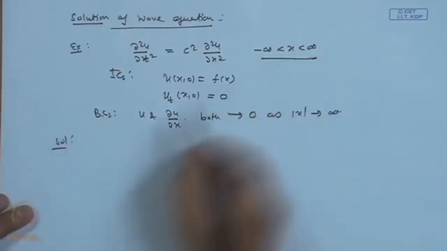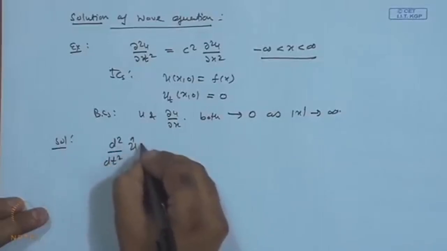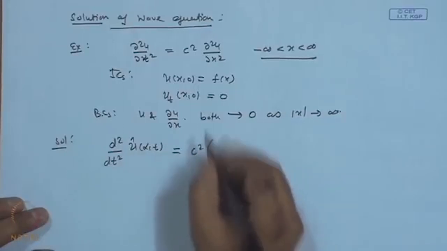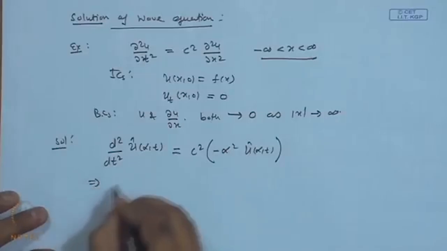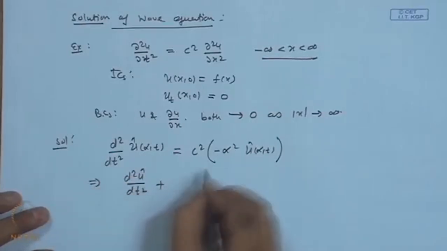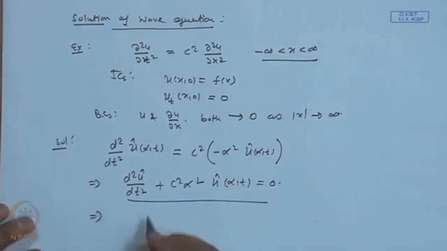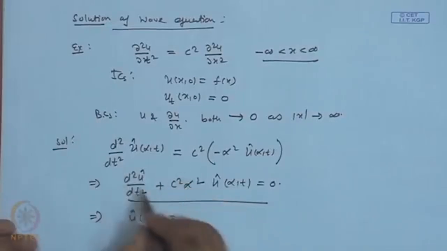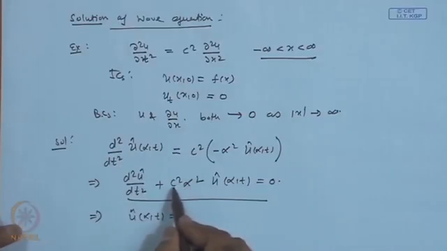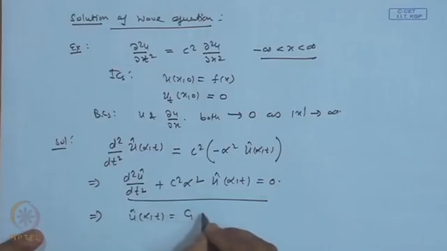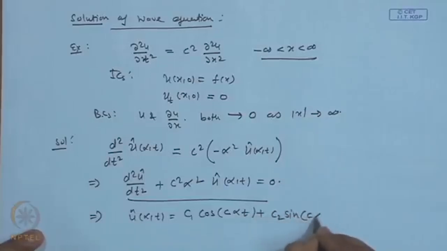So, we take the Fourier transform because the range is given from minus infinity to plus infinity. So, we have d²/dt² of û(α,t), and c² times the transform of the second x-derivative, for this we simply have minus α² û(α,t). So, our equation is d²û/dt² plus c²α² û(α,t) is equal to 0, and its general solution one can write. The characteristic equation is m² plus c²α² is equal to 0. So, the roots will be plus minus cαi. So, for that we have the solution c₁, a constant, cos cαt plus c₂ sin cαt.